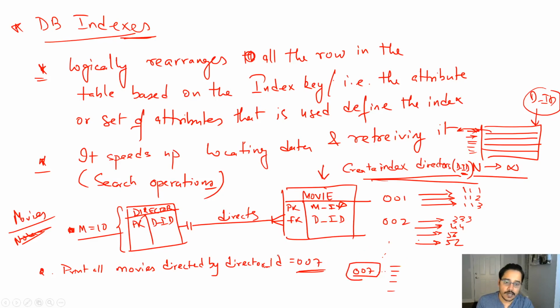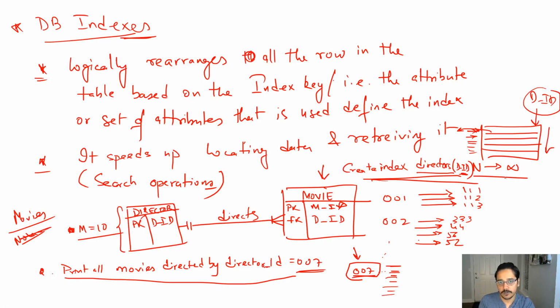Now if you run the same query again, the database is going to see that there is an index called directors, which uses the director ID as the index key, and there is a key-value pair mapping for them, right? So it's going to go through that index and find 007, and in a constant operation it's going to find all the movies associated with 007, rather than having to go through the entire table row by row.